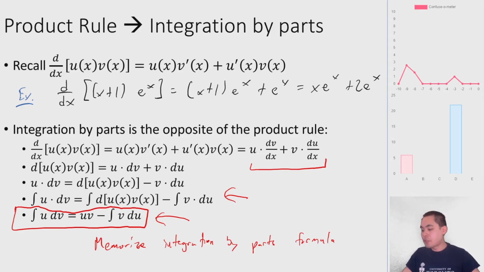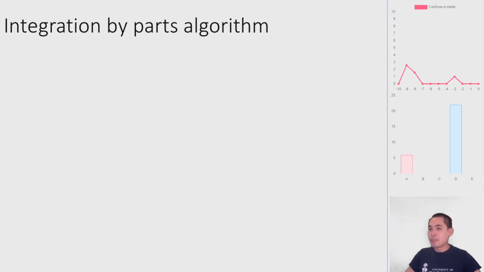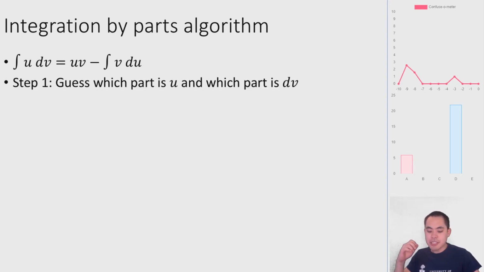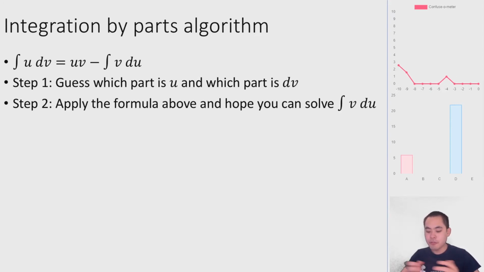And so now that we have this formula, I can give you an algorithm. It's unfortunately not a great algorithm. So the integration by parts algorithm is, you have this formula. So this is something you know. And then if you have some integral, you guess which part is u, and you guess which part is dv. How you make that guess, that's a matter of some amount of practice, and you will guess wrong. The next thing you do is you apply the formula and hope that you can solve the integral of v du.